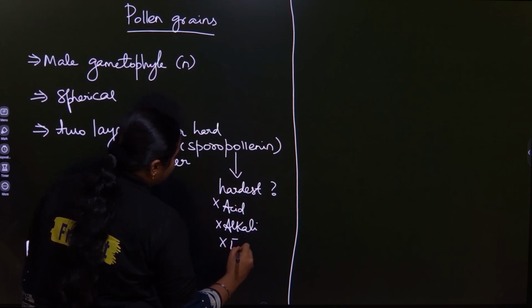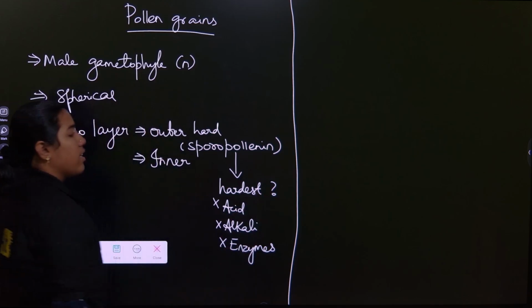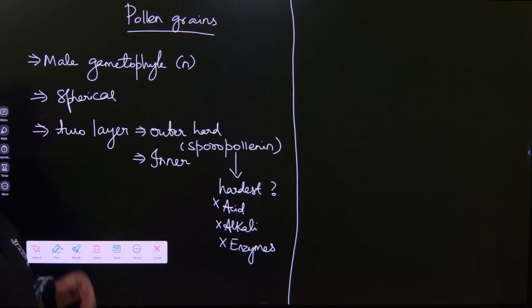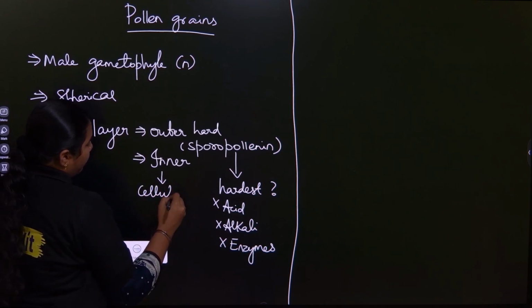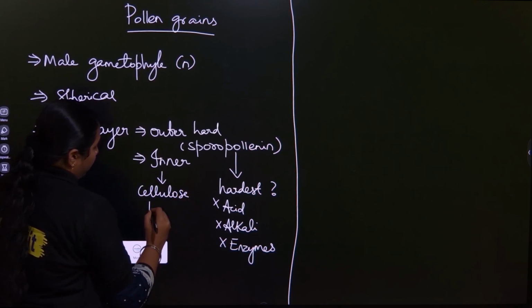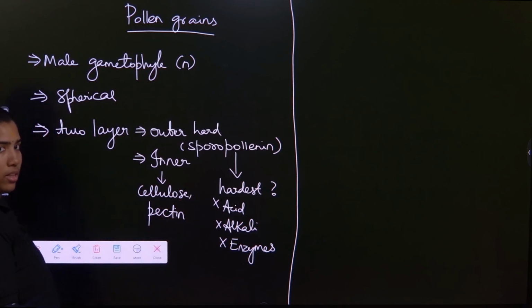Even no enzymes have been found to date which can break down these. So sporopollenin is known as one of the hardest substances. And the inner layer is made up of cellulose and pectin. So this is a relatively soft, flexible layer.